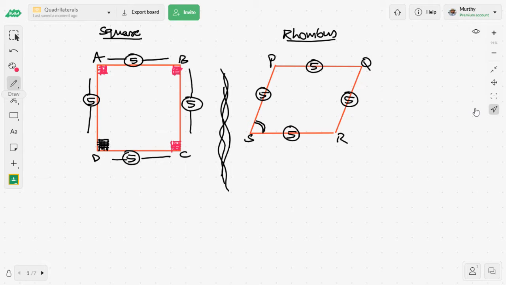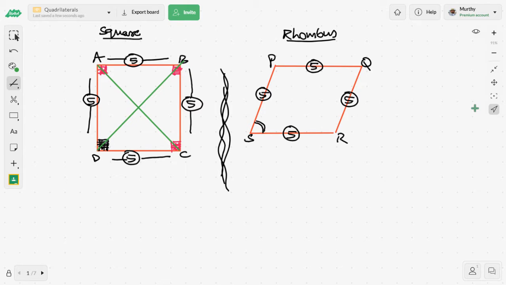And the second thing is diagonals. What are diagonals? If I take point A and point B, these two are consecutive vertices. Consecutive means one after the other. And if I take A and C, they are non-consecutive. Let me join A and C, and B and D. This is how the diagonals are formed.